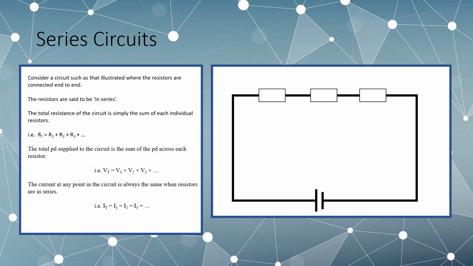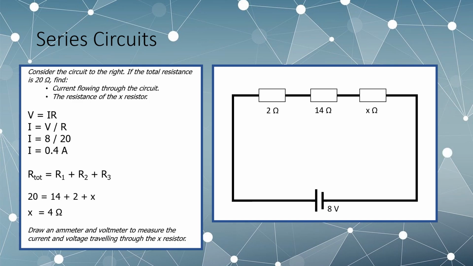So the total current equals the current at any point throughout that circuit. Let's look at a simple problem now dealing with a series circuit. So we're asked to consider the circuit to the right. If the total resistance is 20 ohms, we're told to find the current flowing through the circuit and the resistance of the X resistor. If you look at our image, we have one resistor of 2 ohms, another of 14 ohms, and one with an unknown amount.